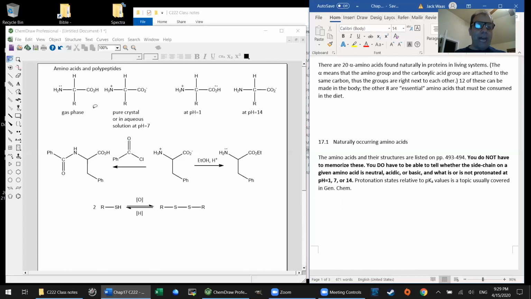We call them alpha amino acids because the amino group and the carboxylic acid functional group are on the same carbon. And so the carboxylic acid is right next to the carbon that bears the amino group. That's all that alpha really means. It's just a way of saying next to. So the two functional groups are right next to each other. And this so-called side chain R has 20 different possibilities.